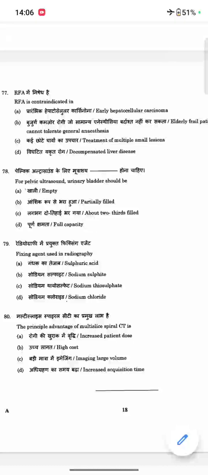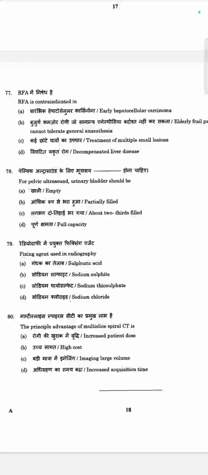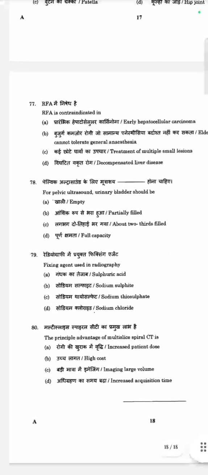full capacity. Fixing agent used is sodium thiosulfate. Primary advantage of multiple spiral CT: increase patient dose, high cost, imaging a large volume, increase the acquisition time.